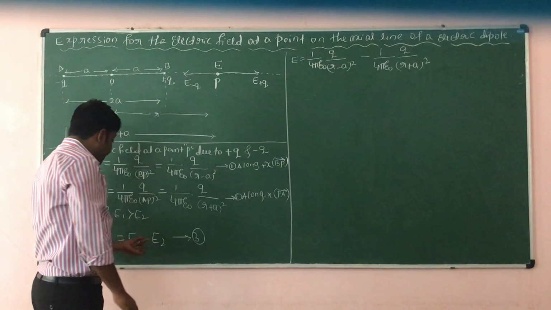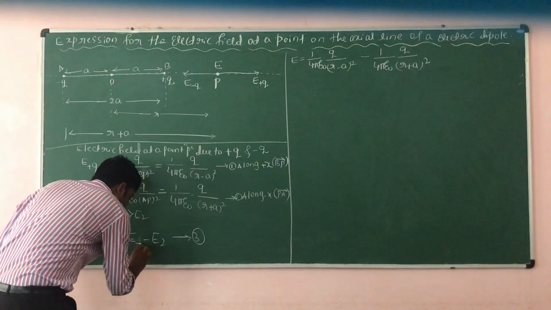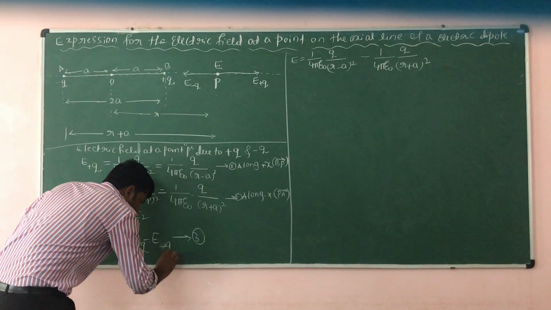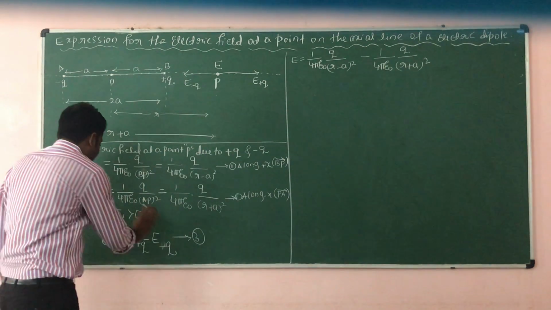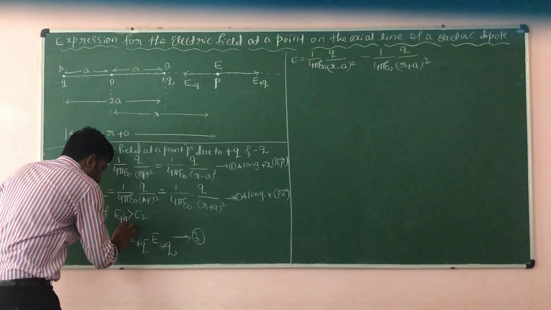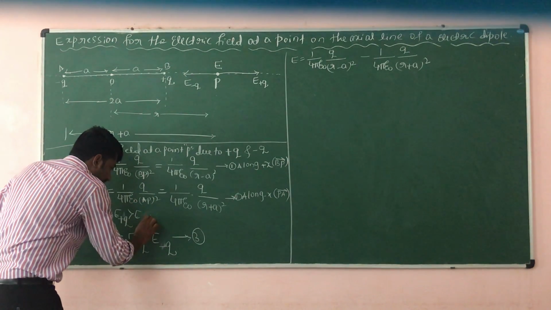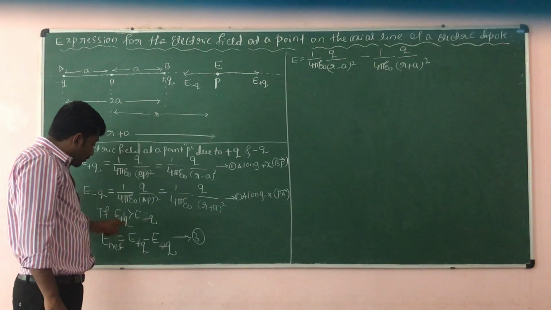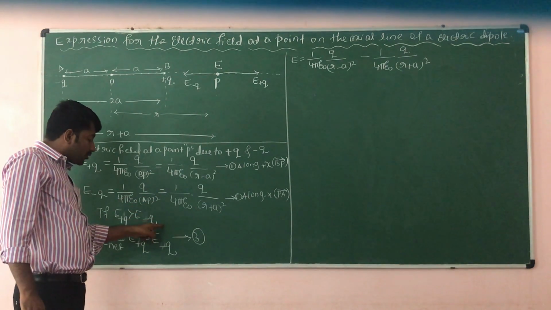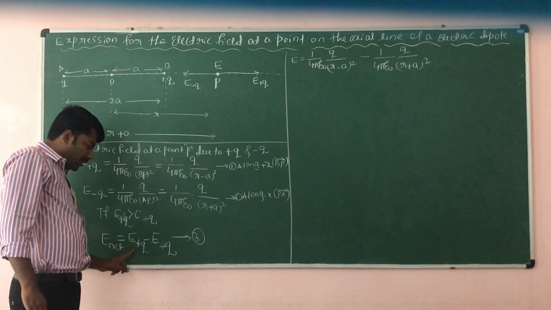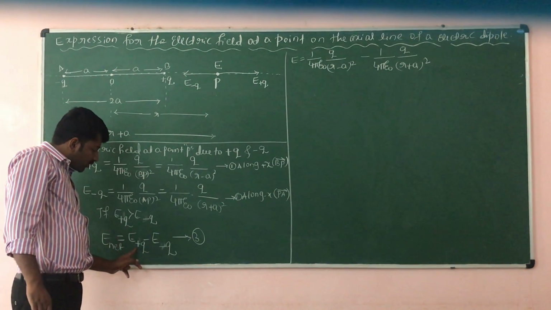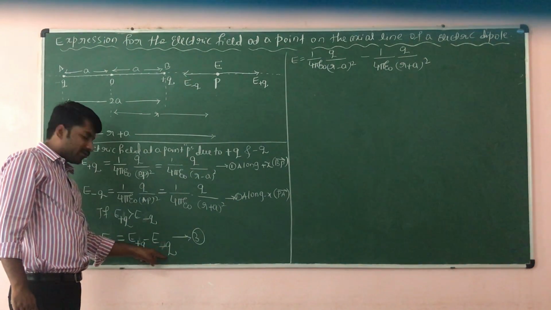Here E1 minus E2 means electric field due to the positive charge minus electric field due to the negative charge. Here electric field due to the positive charge is greater than electric field due to the negative charge. You get this equation E plus Q minus E minus Q, electric field due to the positive charge minus electric field due to the negative charge.